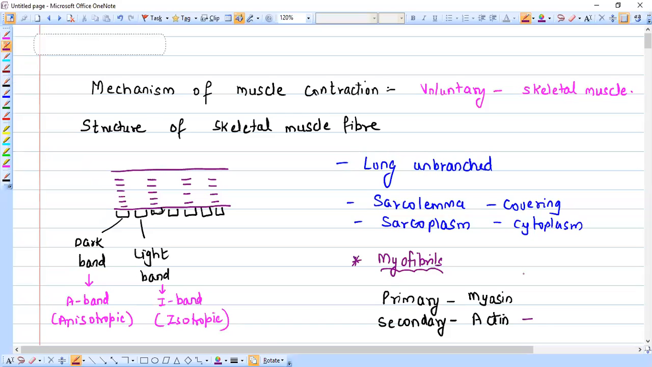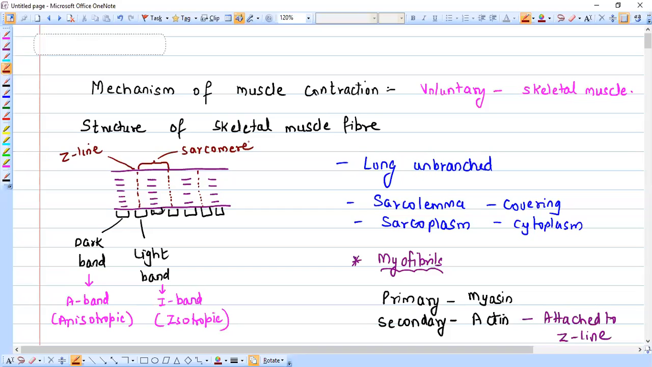The actin is attached to the Z line. Now, what is the Z line? You have to remember, in the light band there is a dark line present. This dark line is called the Z line, and the distance between two Z lines is called the sarcomere. And remember, the sarcomere is the unit of contraction.